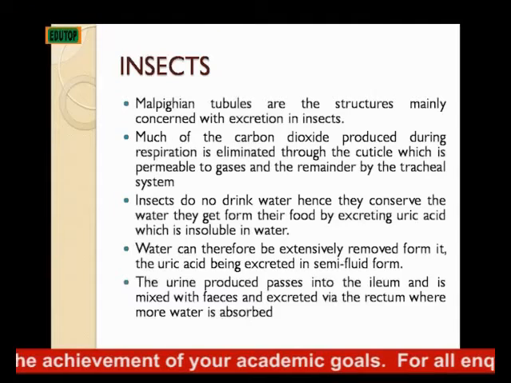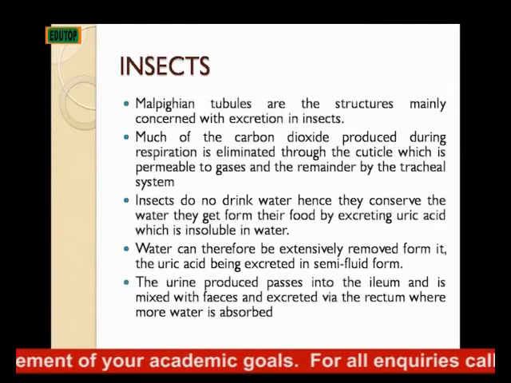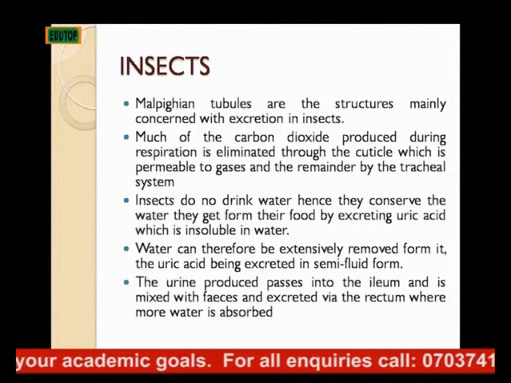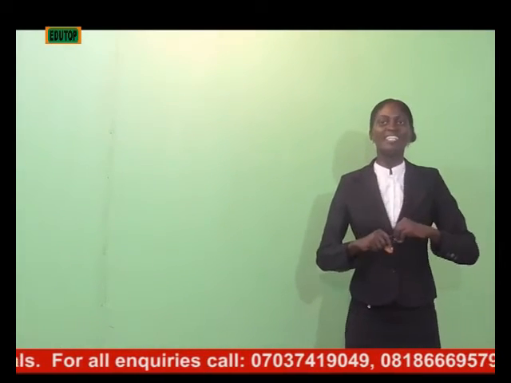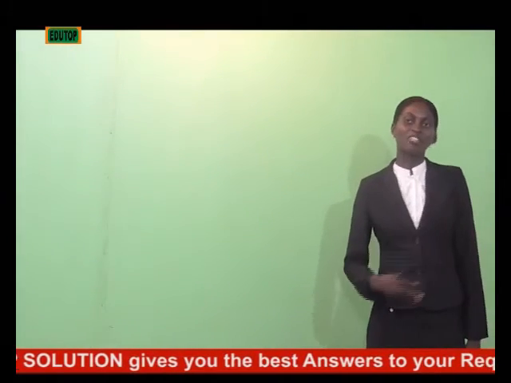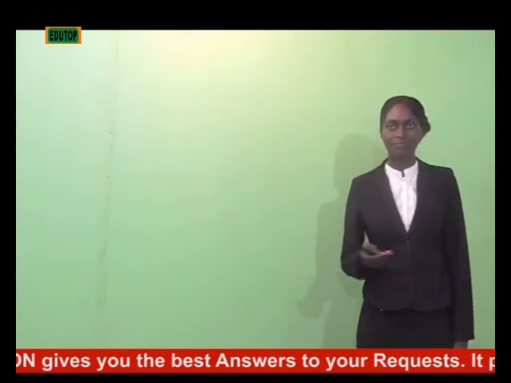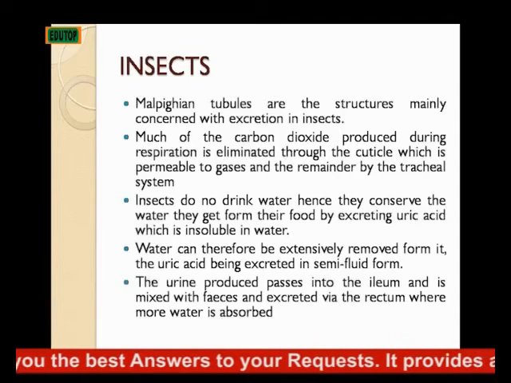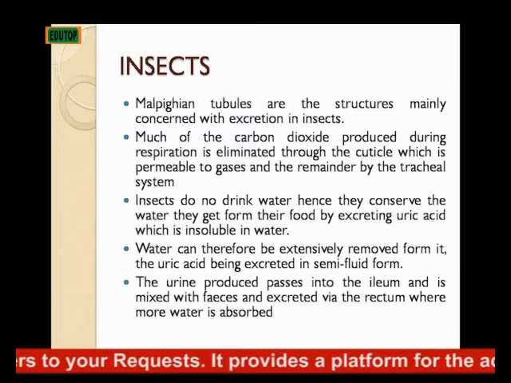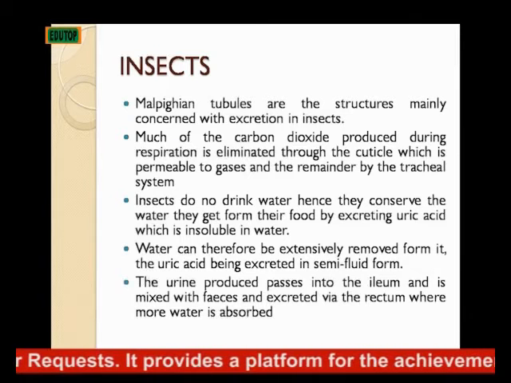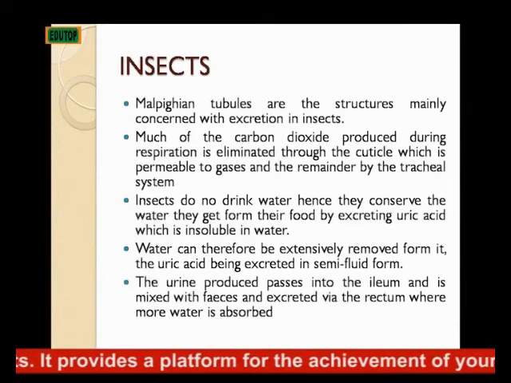In insects, Malpighian tubules are the structures concerned with excretion. Much of the carbon dioxide produced during respiration is eliminated through the cuticle, which is permeable to gases, and the remainder is excreted through the tracheal system. Insects don't drink water, so they conserve the water they get from their food by excreting uric acid, which is insoluble in water.